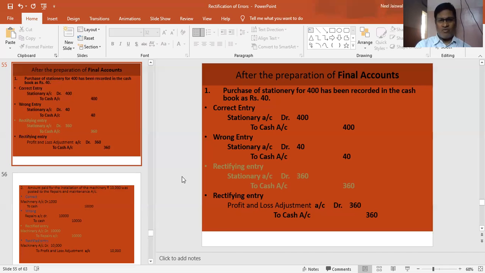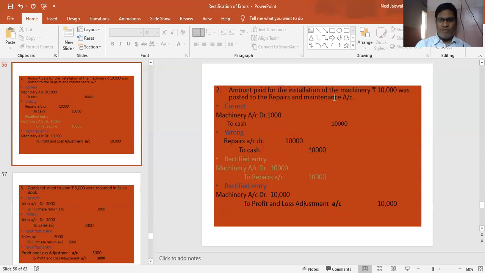Let's see one more example. Amount paid for installation of machinery, rupees 10,000, was posted to the repairs and maintenance account. So my correct entry is machinery to cash. Wrong entry, you have posted, so posting error, so repairs to cash only. So repairs account is debited by 10,000.